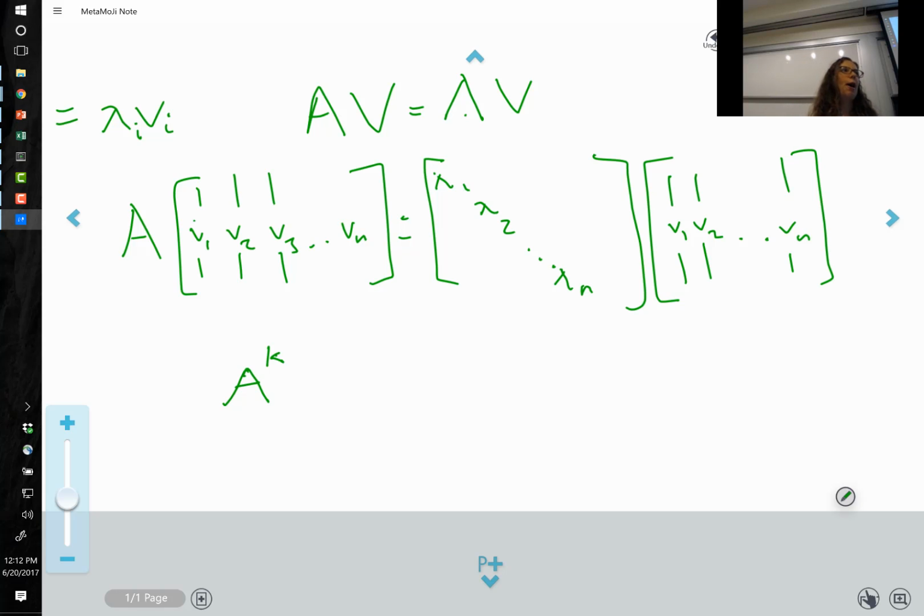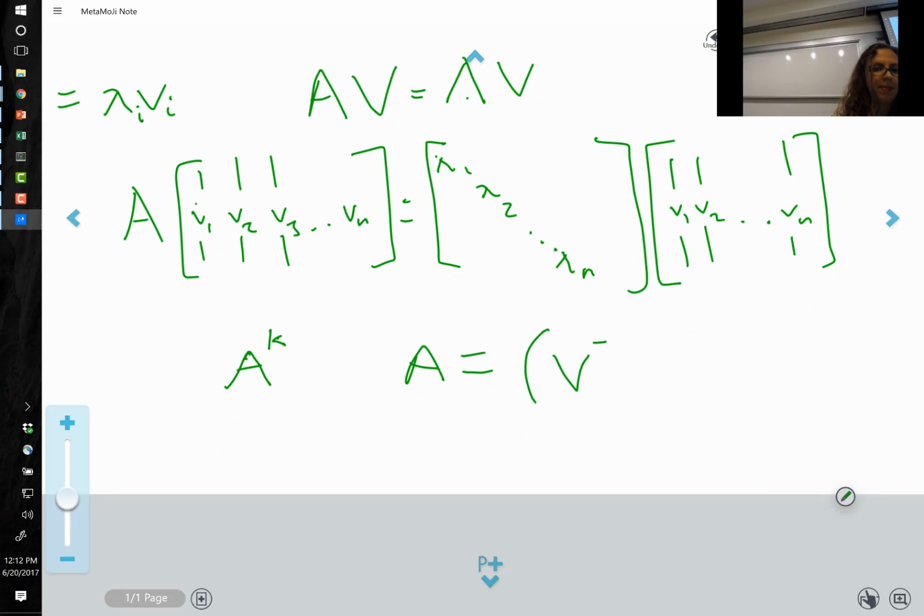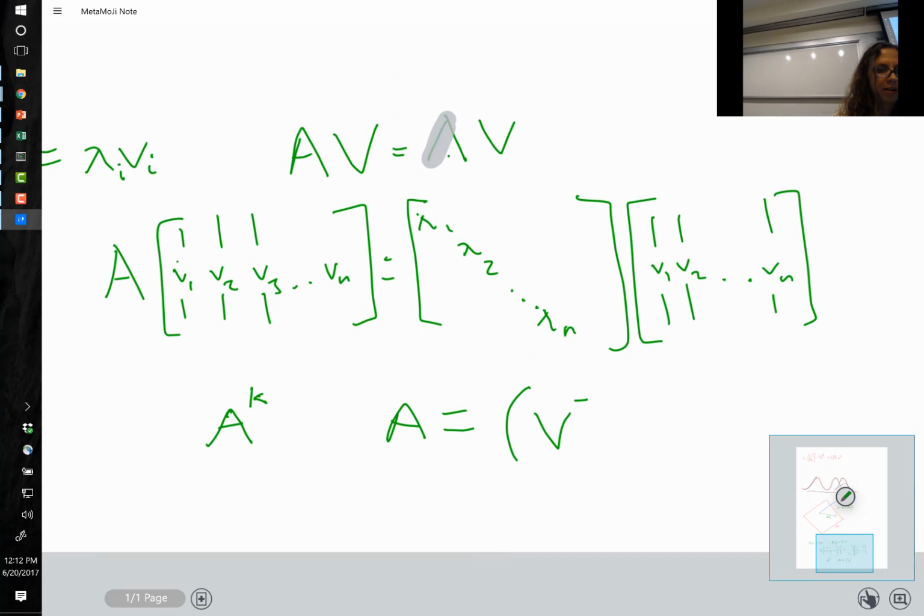So another way we could think about this, now we've got A equals... did I write this backwards? Oh, I'm sorry about this. It should be AV on this side and V lambda on the other. Yeah, I think that's correct. Thank you.